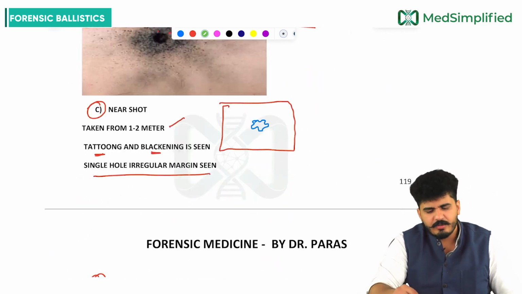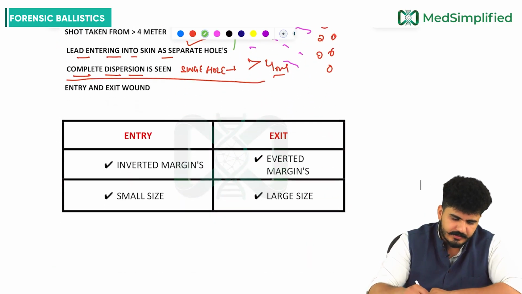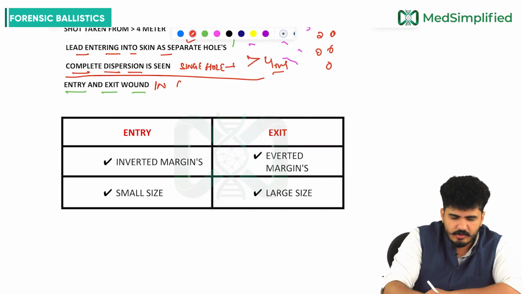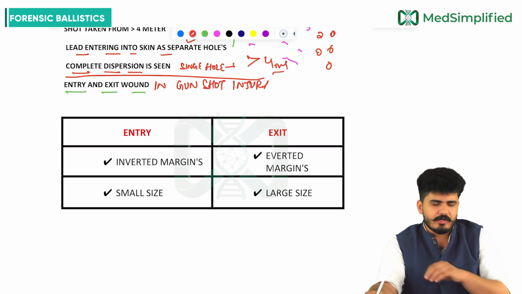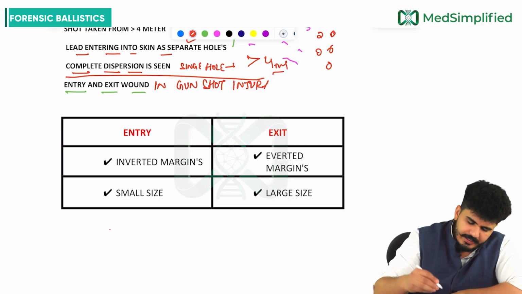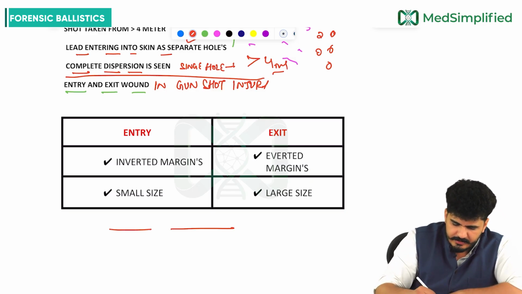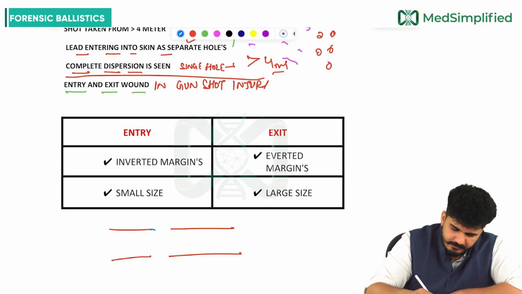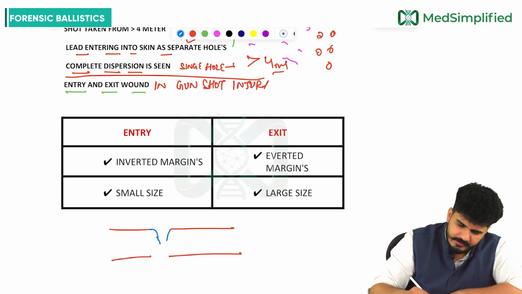Now we will move on to the next topic: entry versus exit wound in gunshot injury. If I draw again right here, the entry wound and the exit wound. The entry wound will have inverted margins and the exit wound will have everted margins.